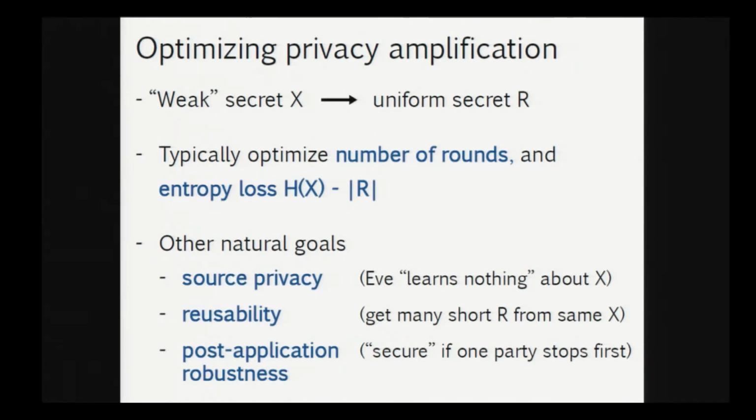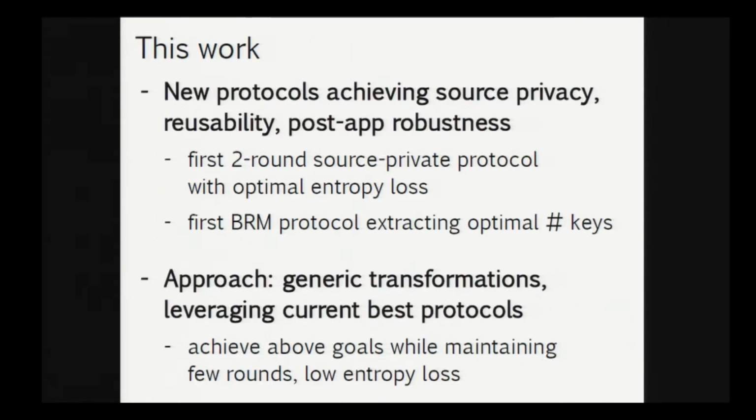And there's also a notion of post-application robustness. The first two I'm going to talk more about. I'll just say this about post-application robustness. The idea is that even if one party terminates first, and even if Eve receives the key for that party, she still shouldn't be able to force the other party to have a different key. This notion has been somewhat glossed over in some previous works. In our work, we make it explicit, and you can see the details in the paper.